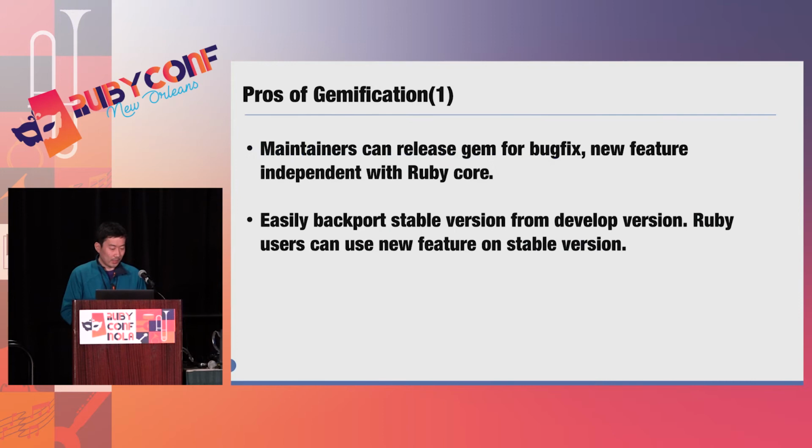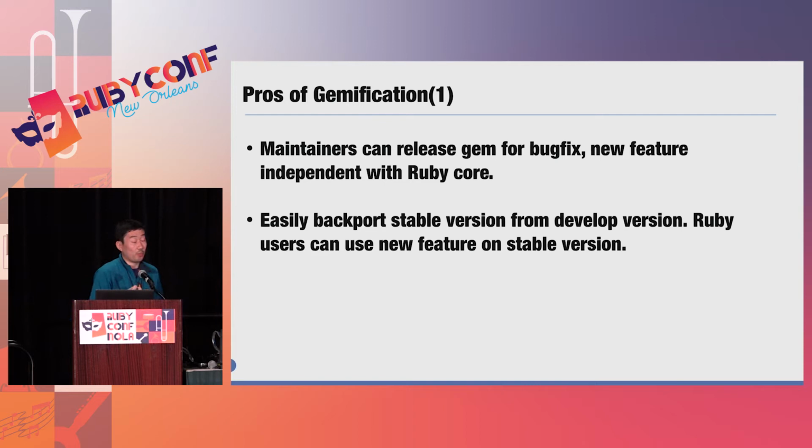This is a benefit summary of default gems and bundled gems. Again, gemification provides advantages to Ruby developers and Ruby users. First, it targets fixing security vulnerabilities. We can install a safe version without upgrading Ruby. An example is the OpenSSL and Psych gems. Second, you can use new features and bug fixes of the latest release version of Ruby on past stable versions, like Ruby 2.3 or Ruby 2.4.